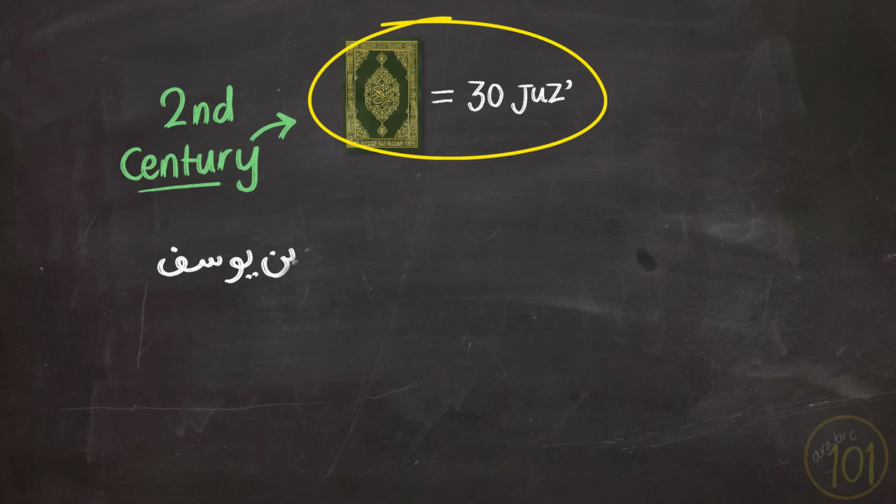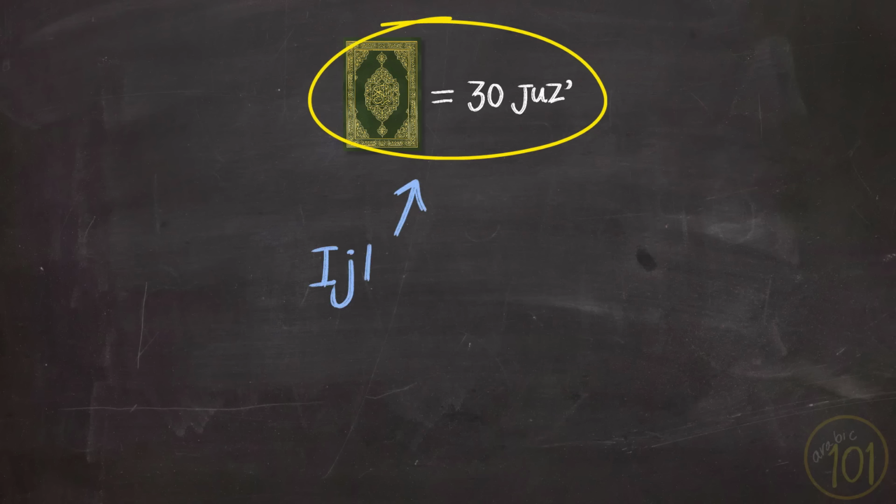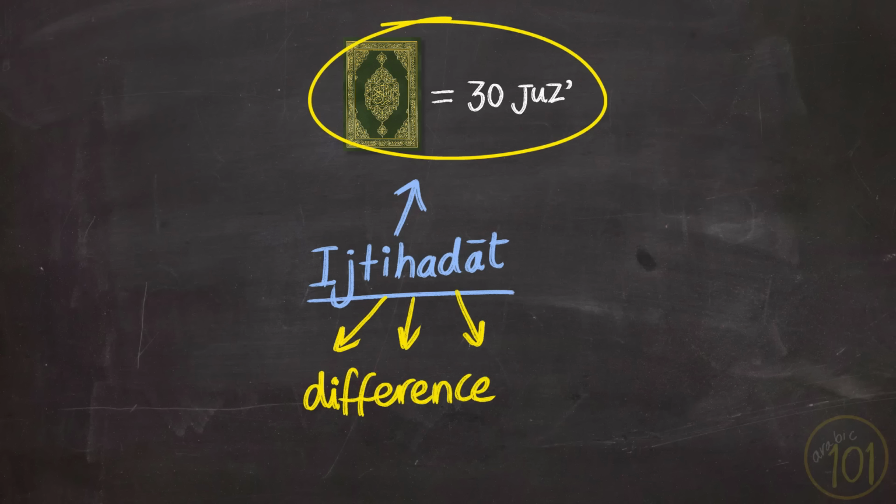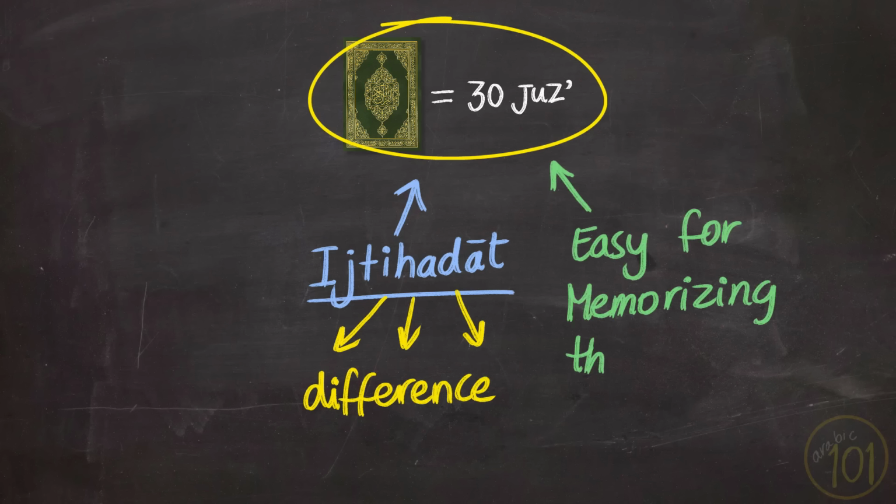So these divisions are forms of ijtihadat, which is why we see differences from one mushaf to another today. It can be very useful and easy, especially if you are memorizing the Quran. But is it then bad or haram?